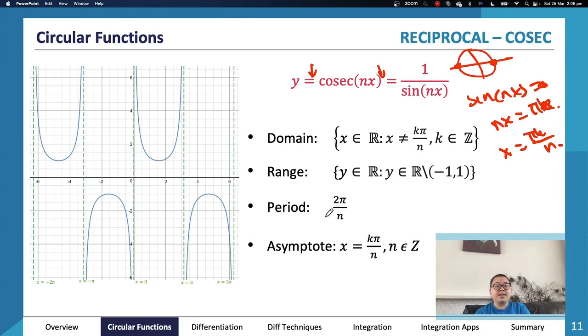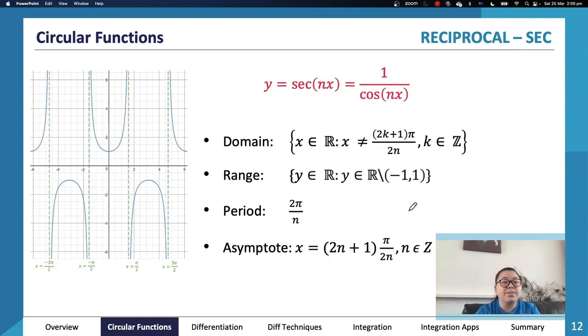The period is going to be kept the same because it's the same function except just 1 over the function, so the period is going to be unchanged. It doesn't change how much time it repeats over, and we already talked about the asymptotes. Cool. So sec is very, very similar. It's just 1 over cos nx.